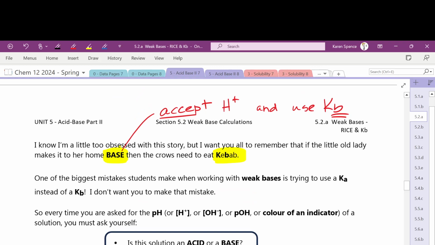So every time you see a substance, you're going to ask yourself, is it an acid or is it a base? Is it strong or is it weak? And you now know how to recognize all your acids, all your bases, whether they're strong or whether they're weak. And if you can't remember, you can go back and look it up again, okay?